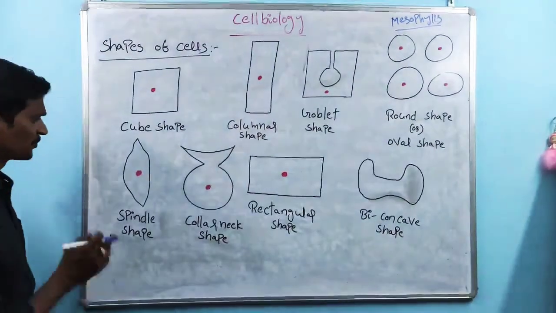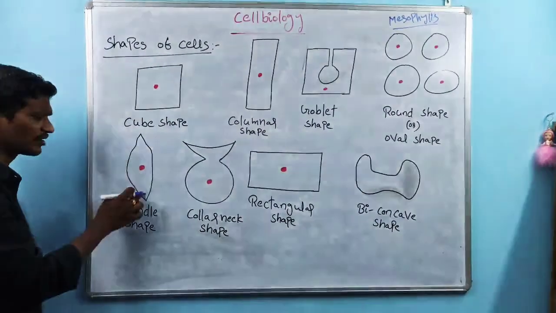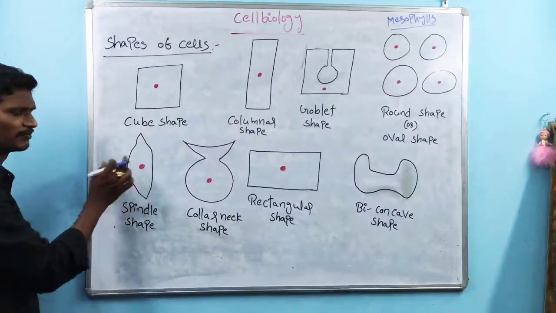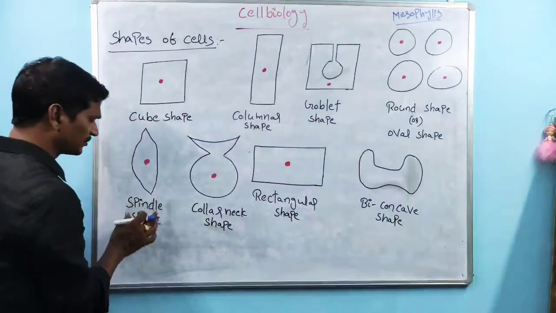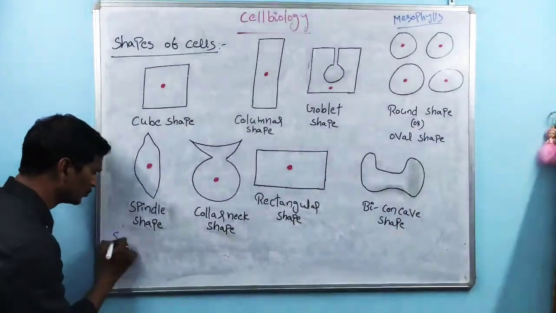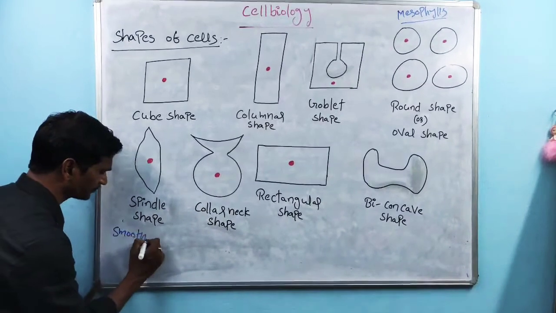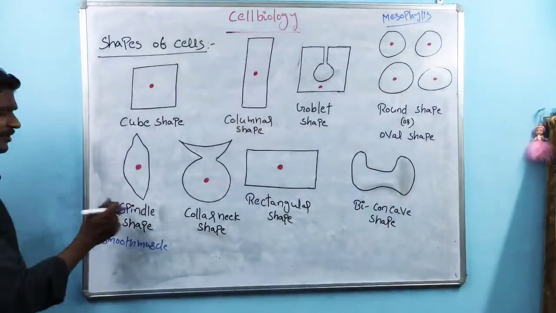And the next one is the spindle shape. Generally, some cells have a spindle shape. The ends are tapered and the center part is swollen or bulged. This kind of cell is called a spindle shaped cell. The best example is the smooth muscle cells. Smooth muscle cells are the best example for the spindle shape.